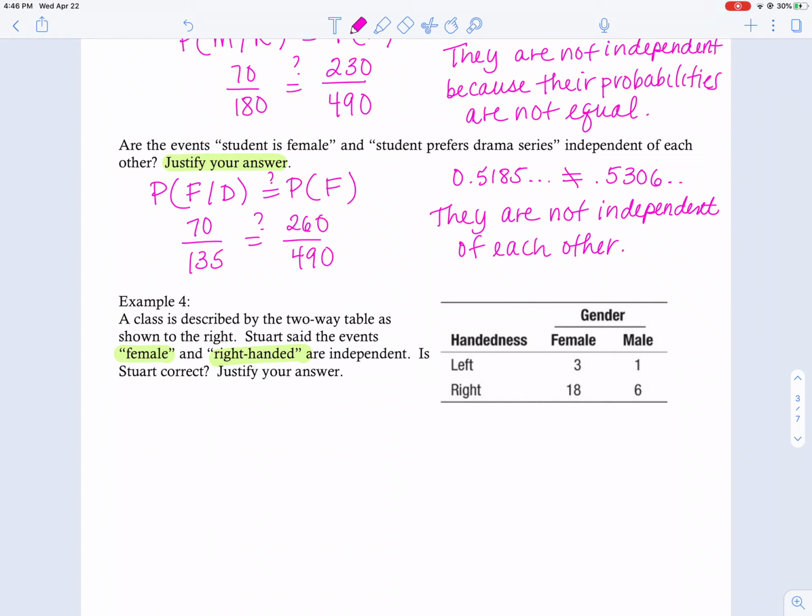So the only thing this is missing are totals. So I just want to total this and then total here. Total number of females is 21. Total number of males is 7. So 28 people altogether. There are 4 left-handed and 24 right-handed.